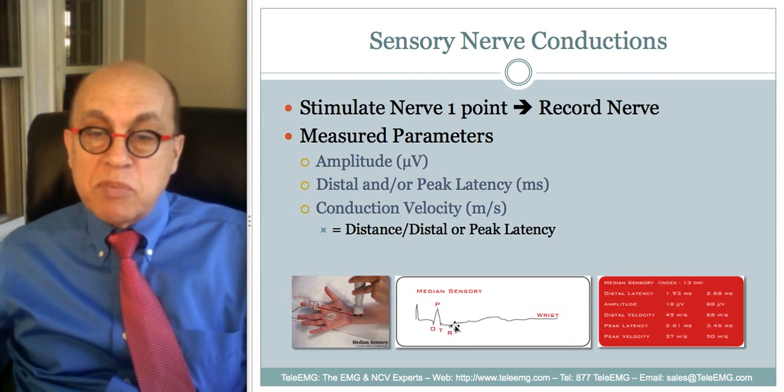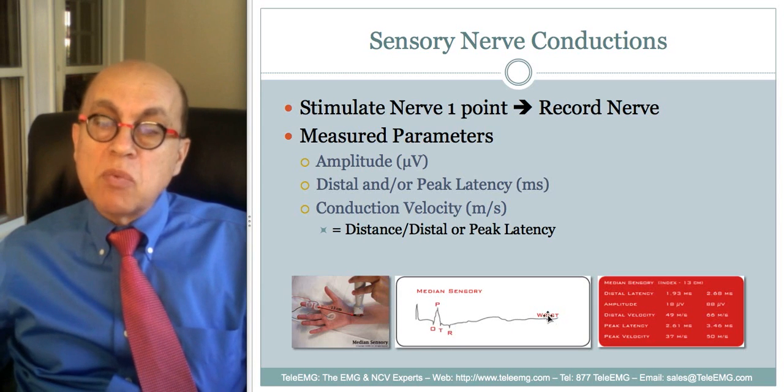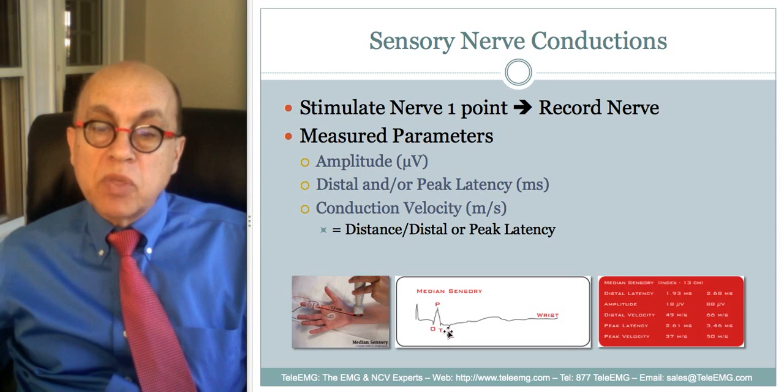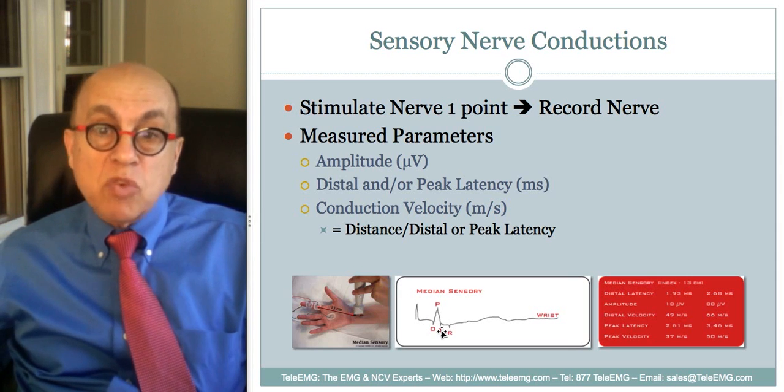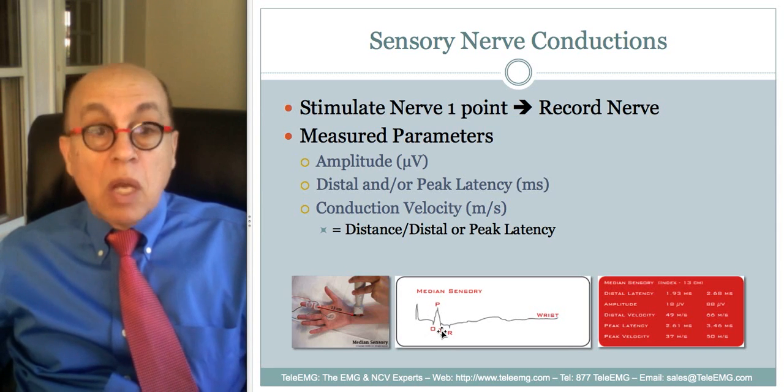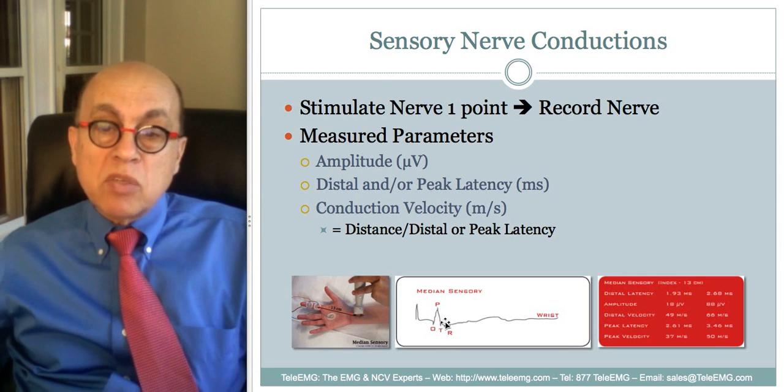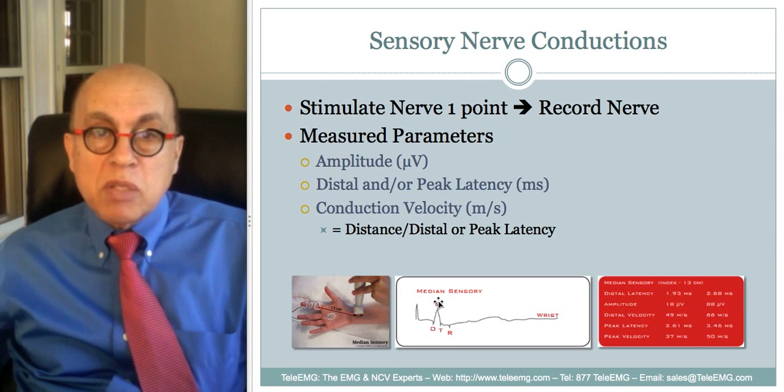And then when you stop the stimulation, we stop the stimulation here. It becomes flat. And here it says that we stimulated at the wrist. We got a response from the nerve. You can see the O, P, T, and R. Okay, and that's a nice sensory response from the median nerve. Now, what do we measure with that? We measure the amplitude. Well, how big is this response?